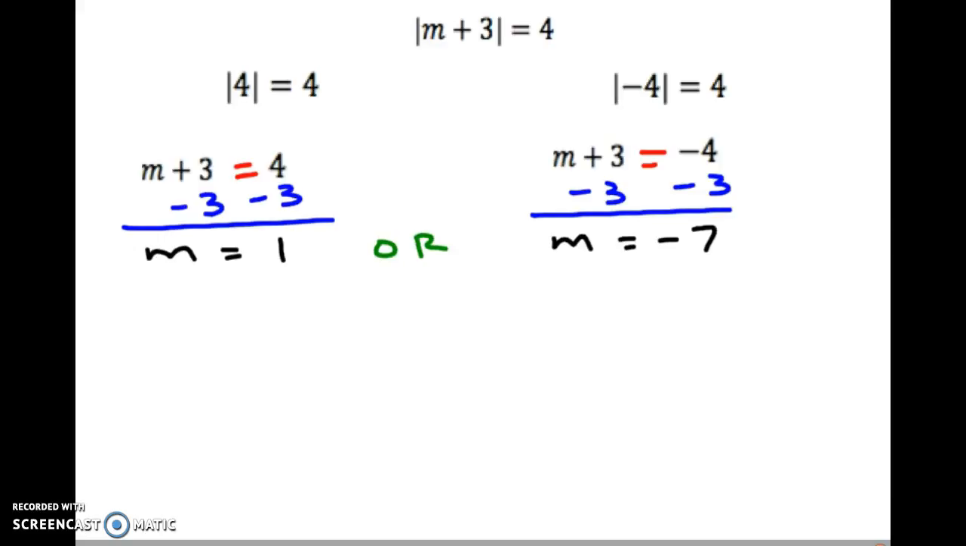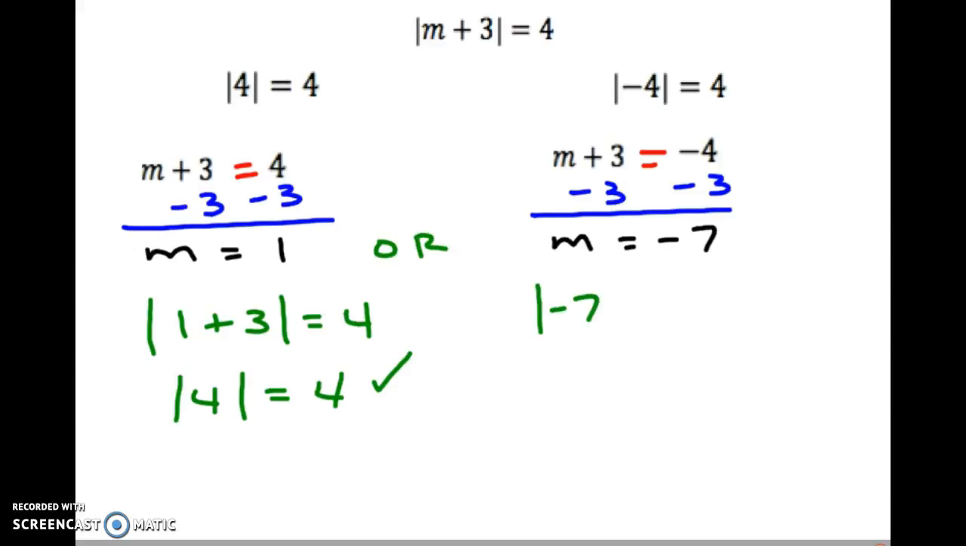Now, generally a good idea, take a second if you can and substitute back in. So is the absolute value of 4 equal to 4? Sure. Put the -7 in. We end up with the -4 inside the absolute value. And does the absolute value of -4 equal 4? Yes, it does.